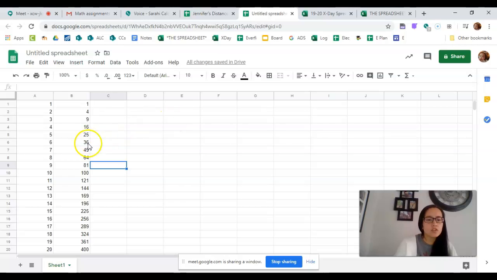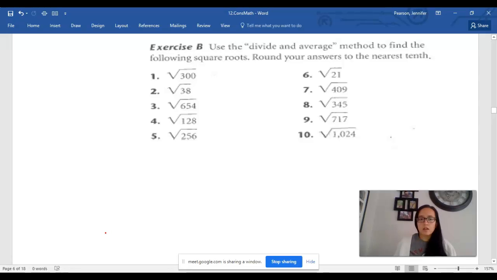So I'm going to go to my list of perfect squares, and 300 falls between 289 and 324. Those are my 2 perfect squares that go right around it. And so we are supposed to then go between 17 and 18. That will be 17.5. And we're going to do 300 divided by 17.5. So number 1, we would be doing 300 divided by 17.5.